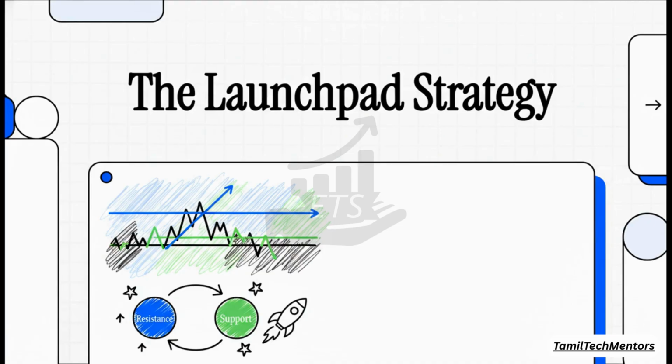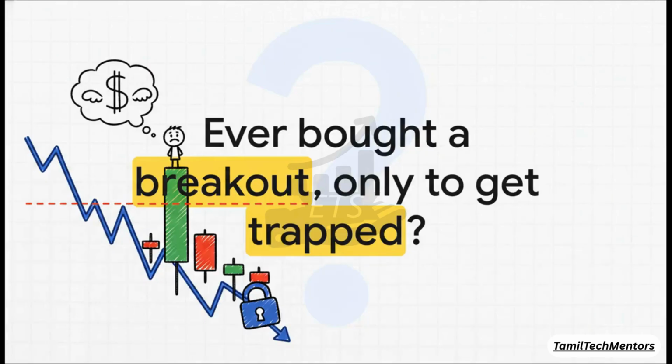And we're going to start with a feeling I bet you know all too well. So, has this ever happened to you? You're watching a price that's been heading down, and then boom, it smashes through a key level. The FOMO, the fear of missing out, hits you hard. You jump in and buy that big green candle, thinking it's going to the moon, and then nothing. It just stalls, reverses, and suddenly you're stuck in a losing trade. It's a classic trap, and today we're going to learn how to avoid it for good.